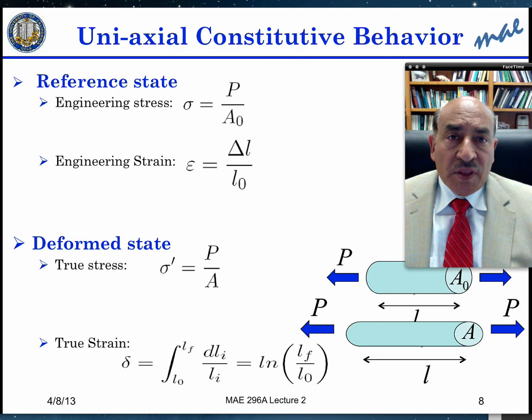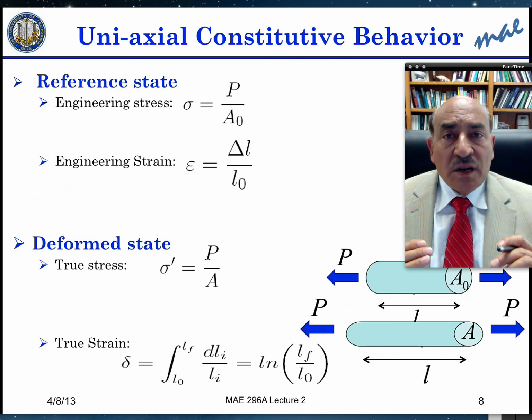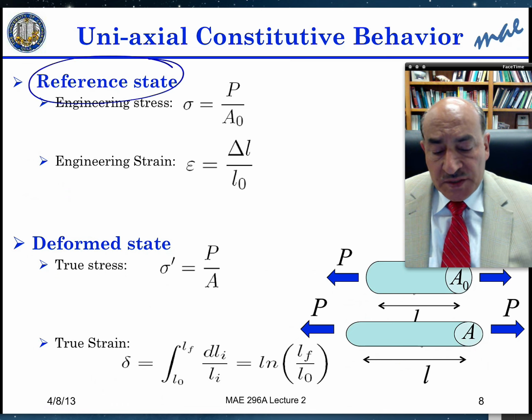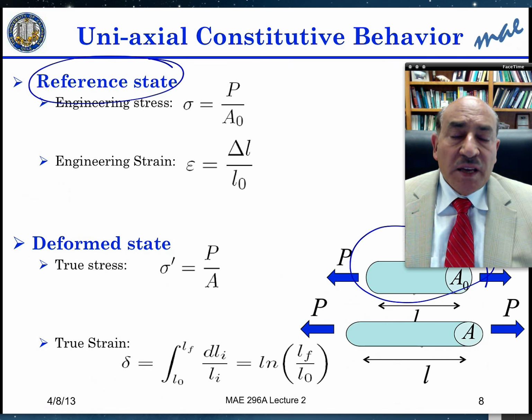Continuing on, we now want to relate the engineering stress and strain with the engineering definitions that we had before. Engineering definitions are based on what we call the reference state. So the reference state is the initial configuration. A0 is the area and L0 is the length. That's our basis for engineering stress and strain.